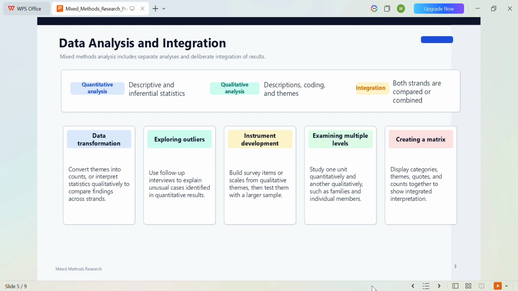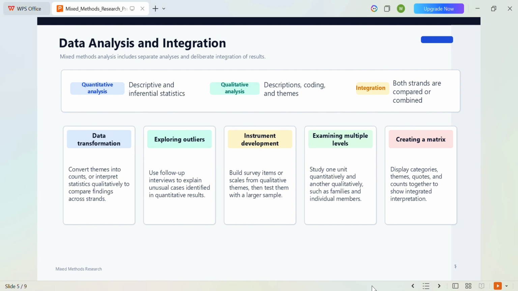Then we go for data analysis and integration. Once you have collected the data, it's time to analyze and integrate it. When we go for quantitative data analysis, this involves using descriptive and inferential statistics like means, percentages, and correlation analysis. And when it is qualitative data analysis, you look for the key themes or patterns that emerge from interviews, observations, or open-ended responses.